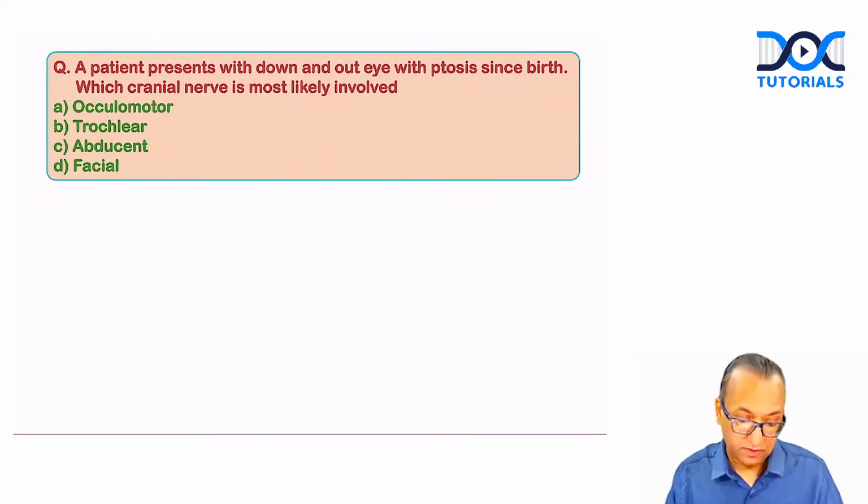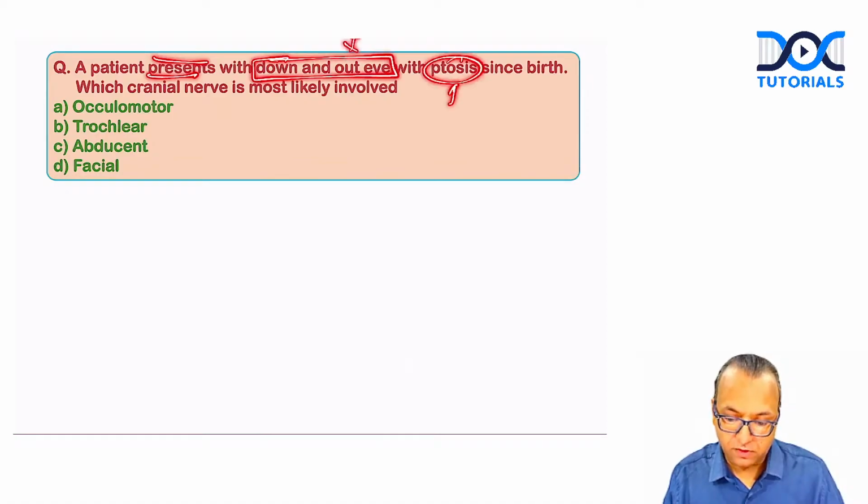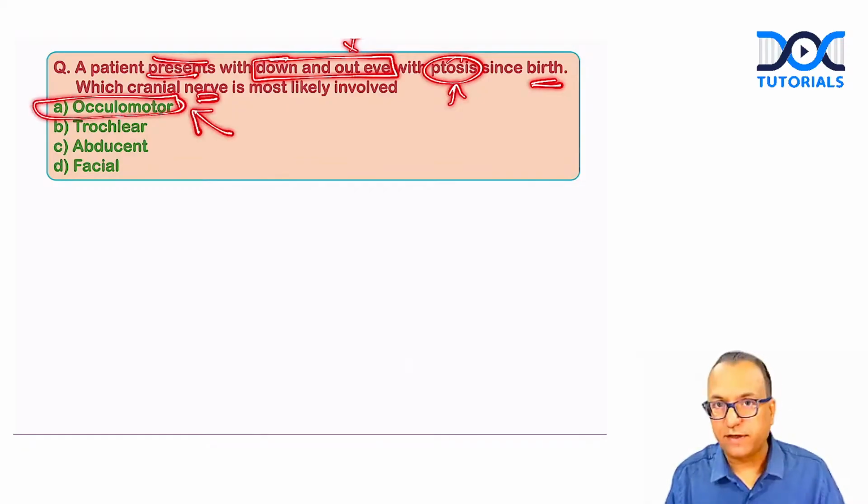Learning goes lifelong. Now, a patient is presenting with a down and out eye. There is ptosis also since birth, congenital ptosis. So which cranial nerve? Immediately we know it is oculomotor, but we want to find out some details.